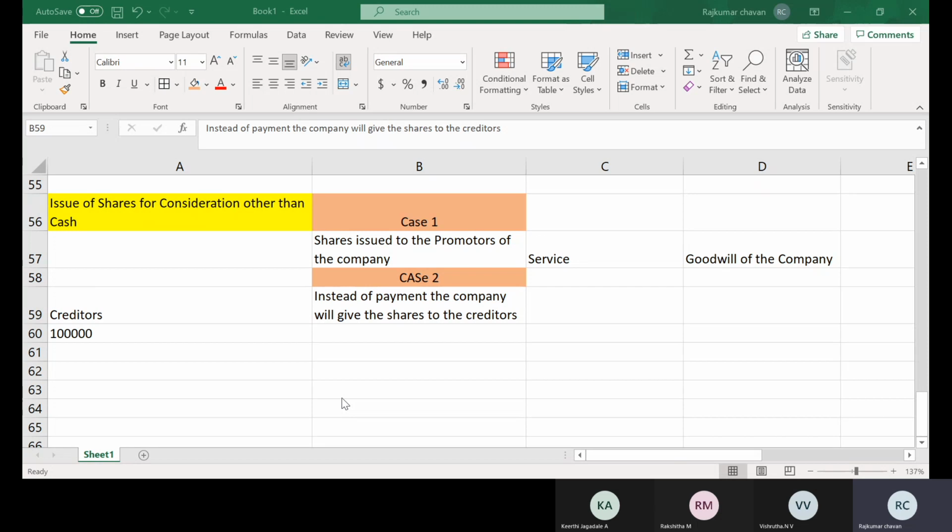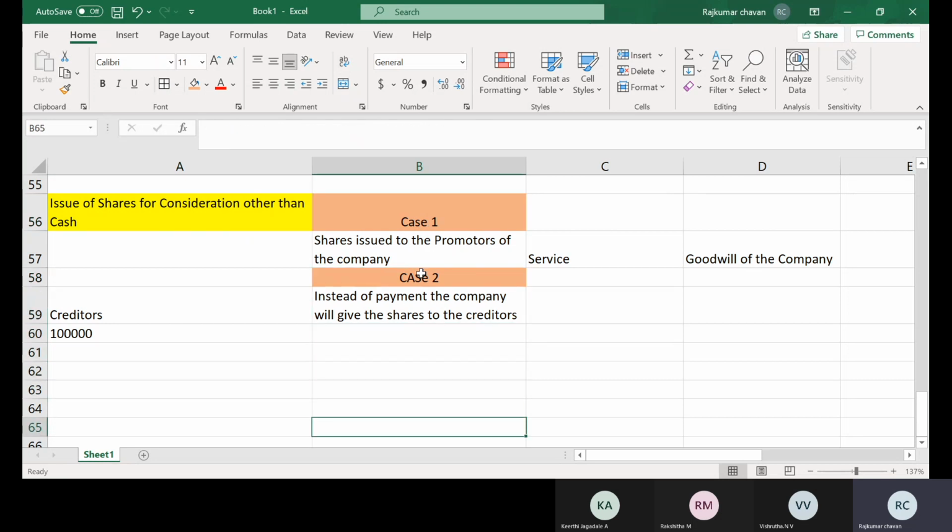Yes, Kirti, you have studied internal reconstruction recently. Fine. Did you understand case number 2 now? Yes, sir. So that is what I was discussing. These are some cases where the company can issue shares for consideration other than cash. Case 1, case 2, done.